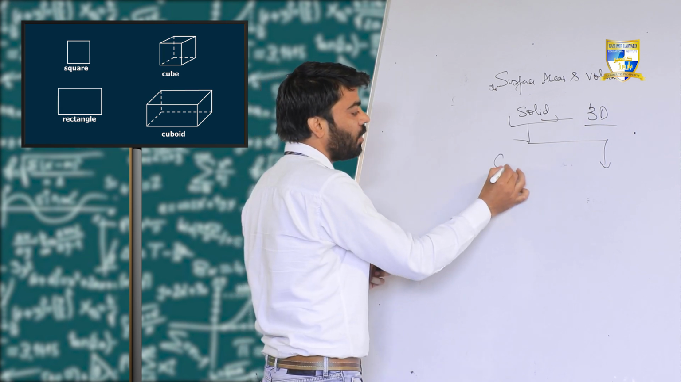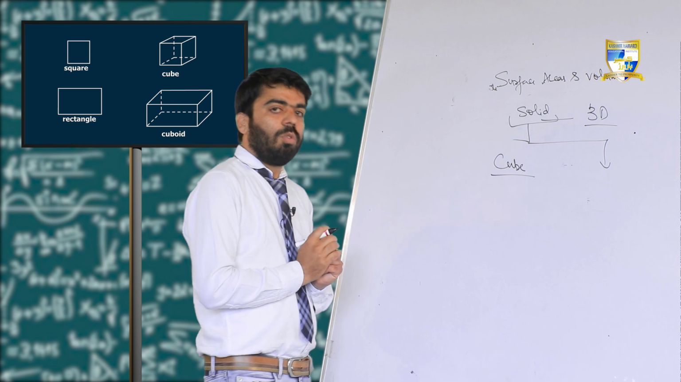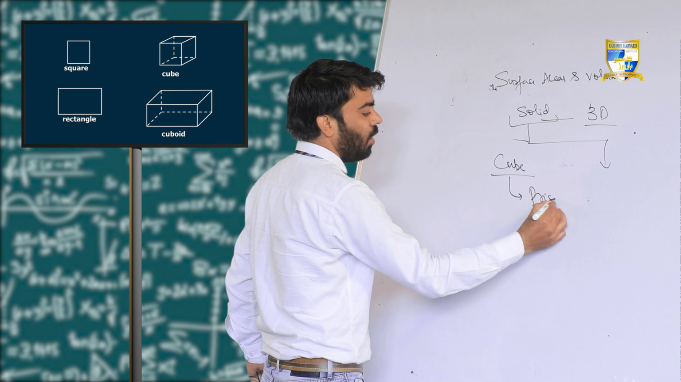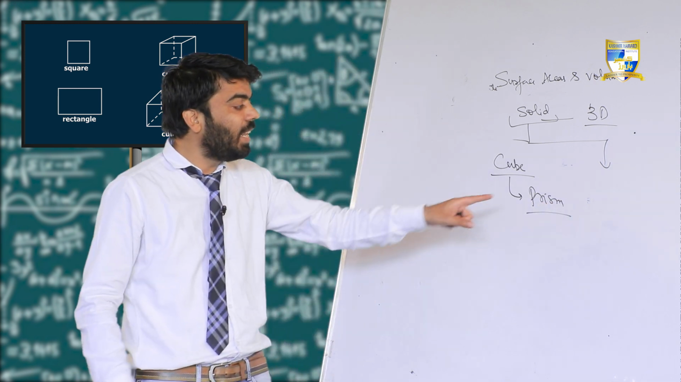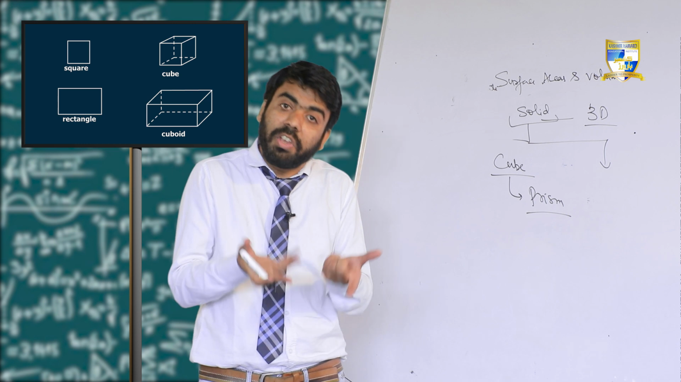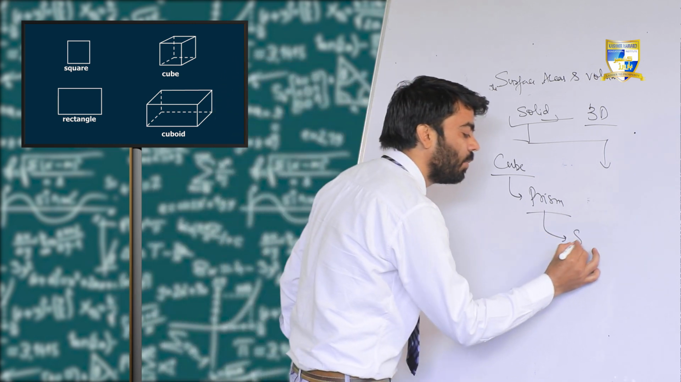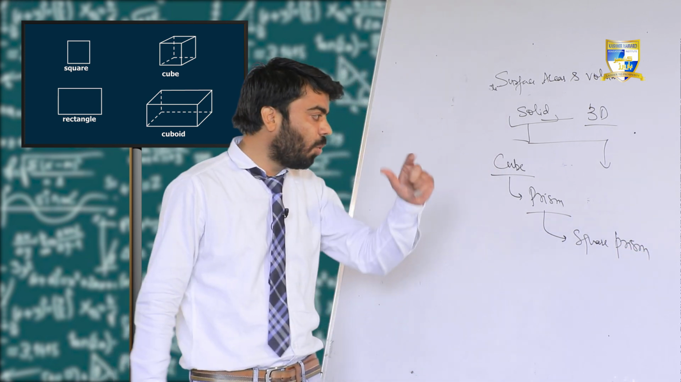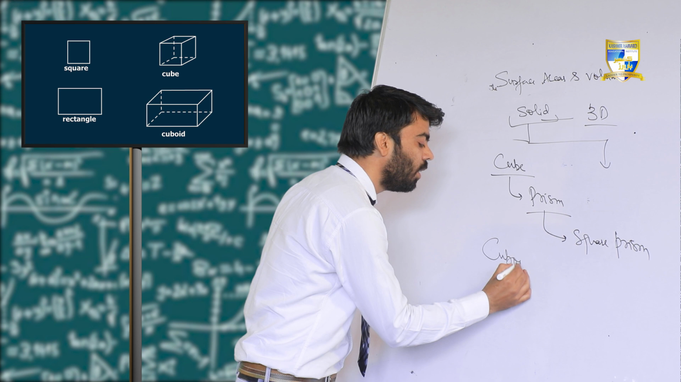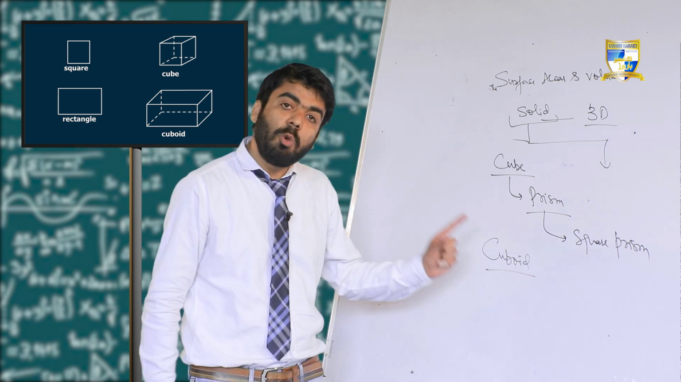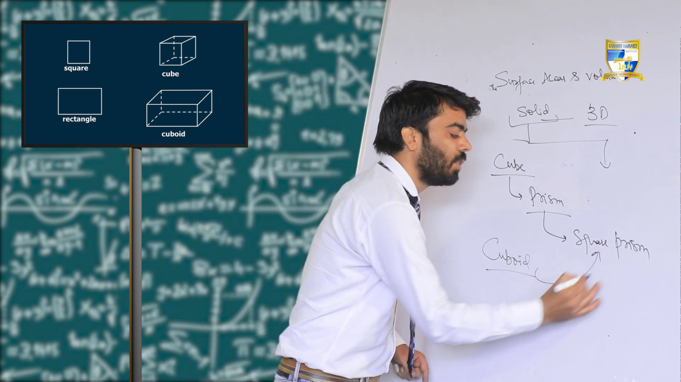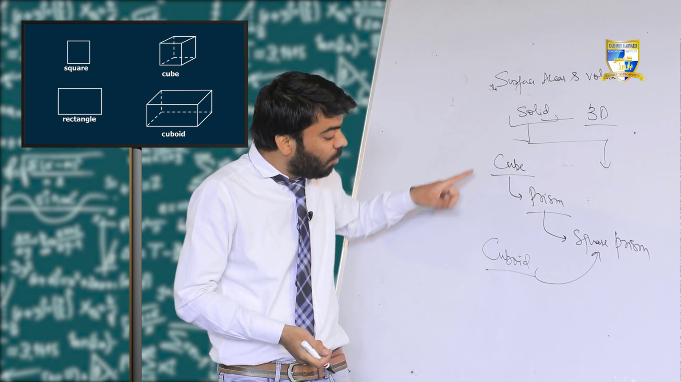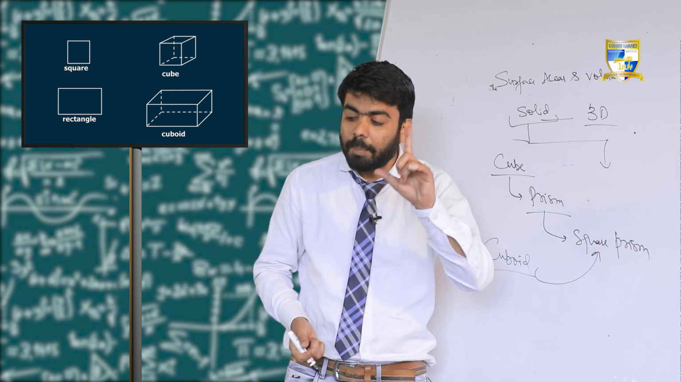One shape is the cube. But do you know the cube is basically a prism? Cube is just a name, but basically it is a prism. But sir, which type of prism? It is a square prism. Now the question is, then what is a cuboid? Answer is, cuboid is again a square prism. And there's a little difference between the cuboid and the cube. But cube and cuboid are both square prisms.